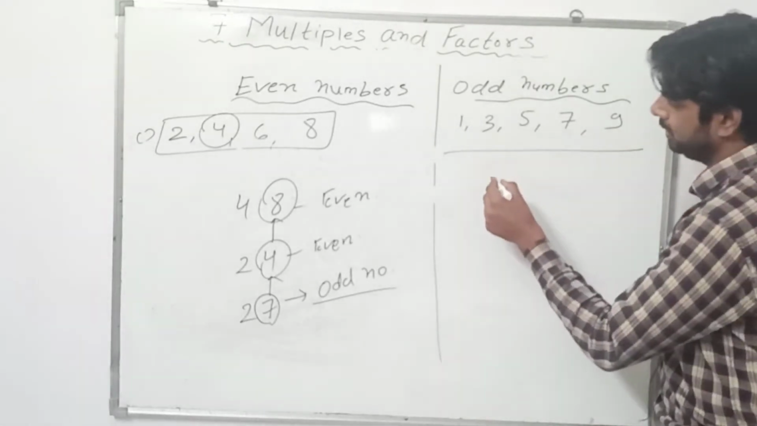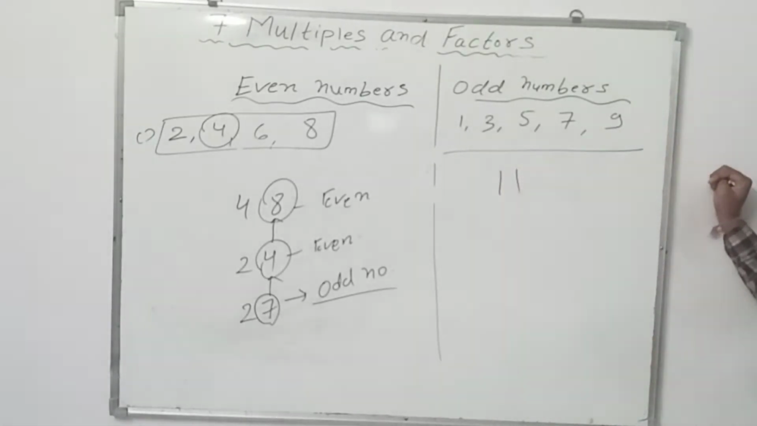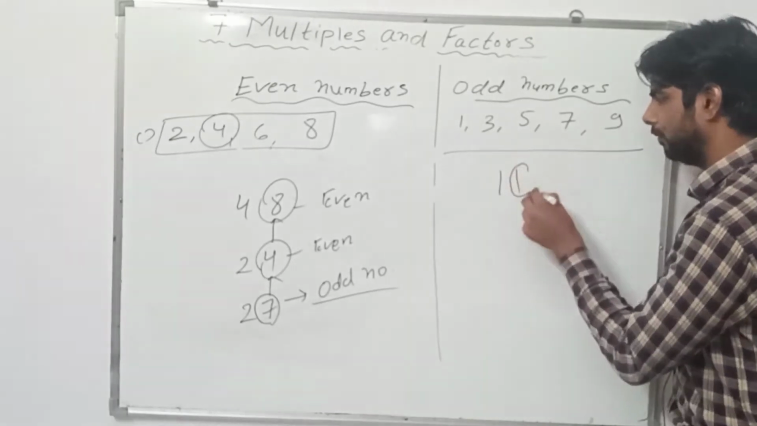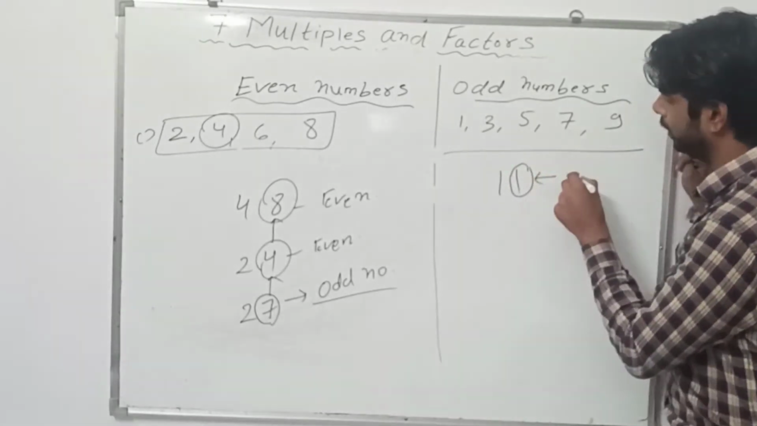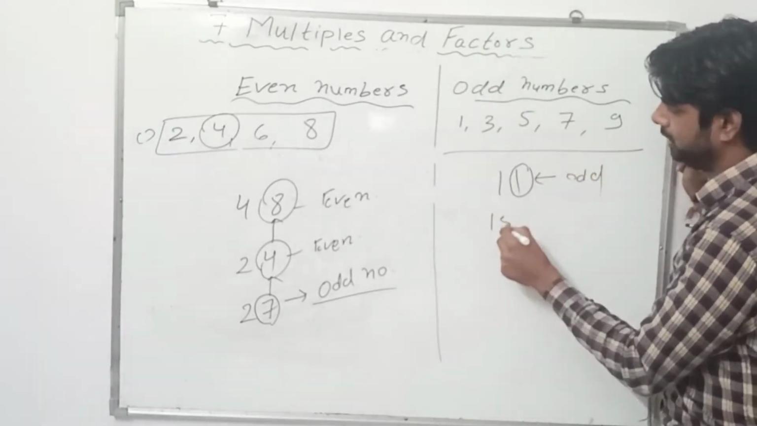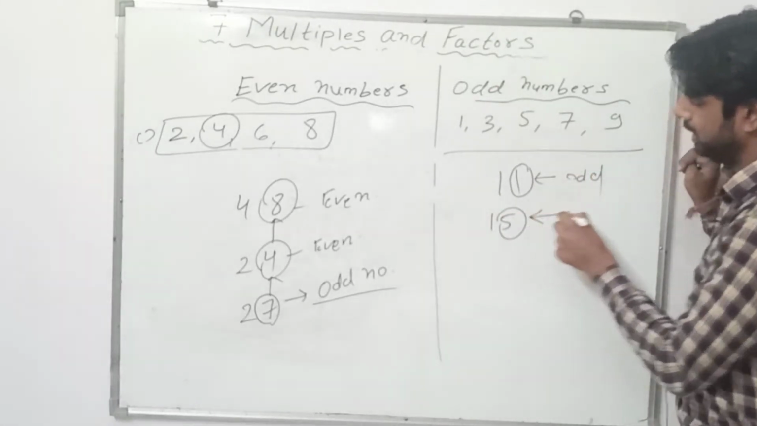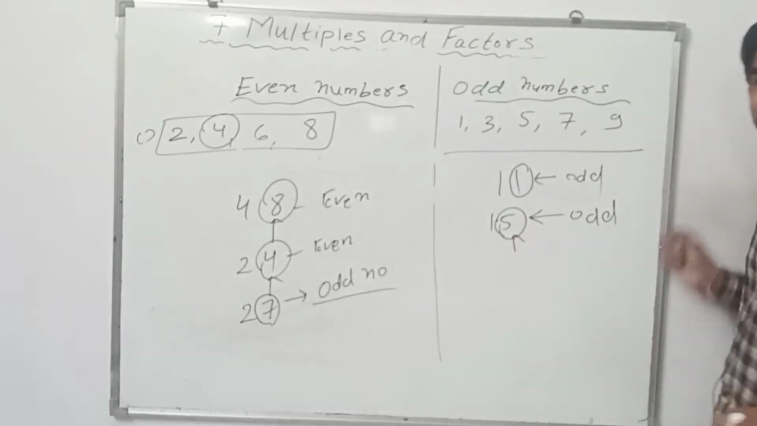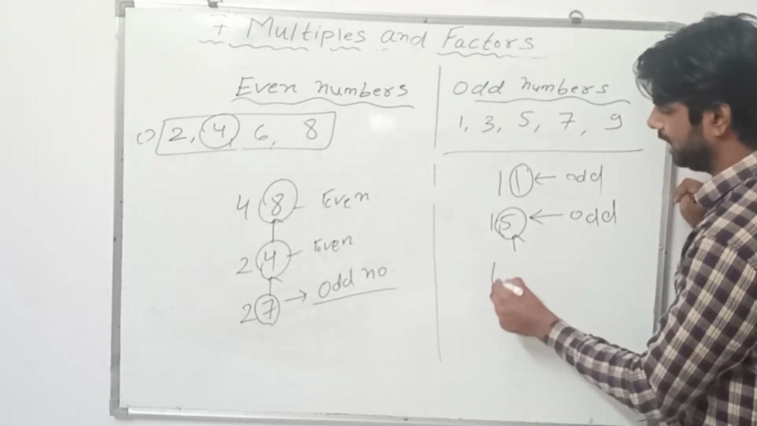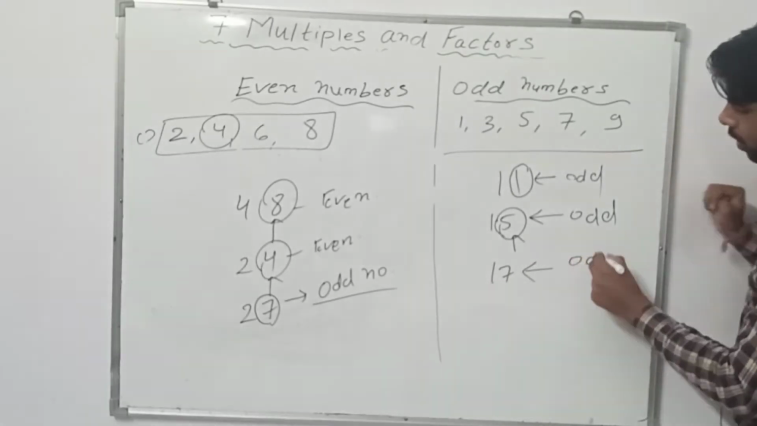Let's take one example. Suppose I am writing 11. Here you can see that 1 is at the unit place. Means this is odd. If I am writing 15, that means it is also odd because it ends with 5. Okay, 5 is at its unit place. Same if I am writing 17, it is also odd.